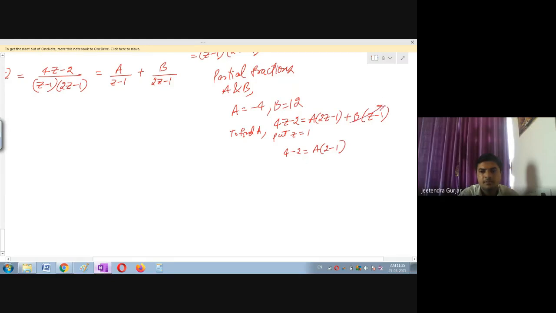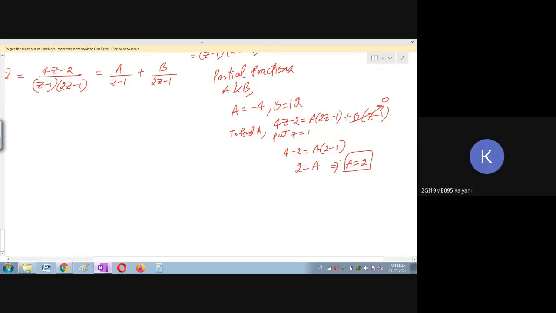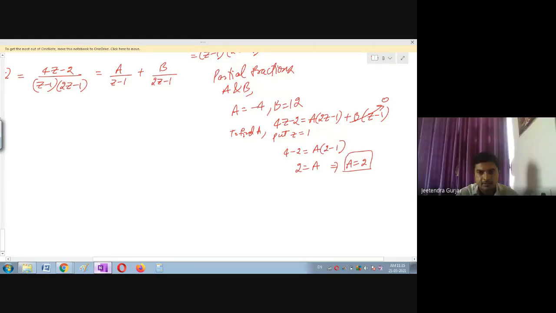This B term is going to become 0. Am I right, students? So this is 4 minus 2, which is 2A, that implies A is equal to 2. I'm getting A is equal to 2. Please check, am I right? Yes, sir. A is 2. Okay, A is 2.